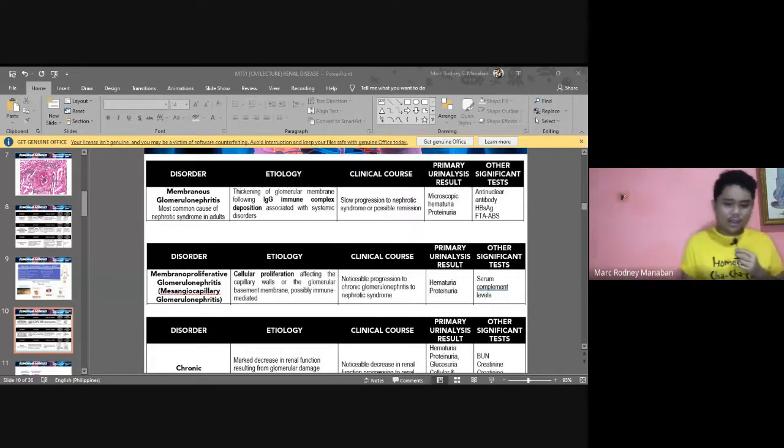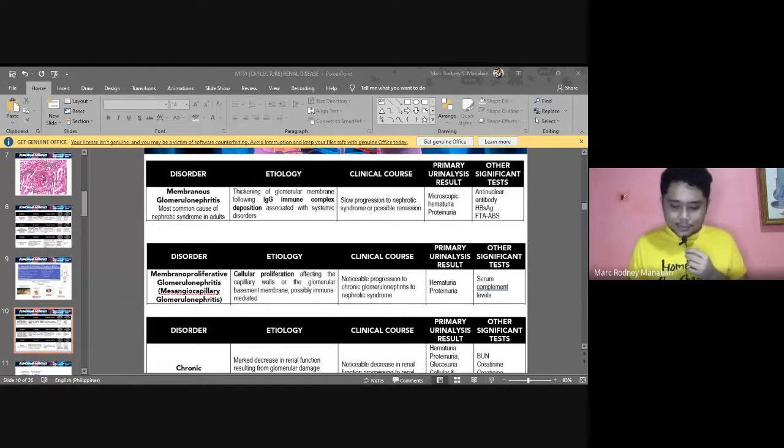This is partly due to complement activation. So the complement is activated, and therefore it damages the kidneys and the glomerulus. Now, 85% of the patients with membranous GN or glomerulonephritis is idiopathic, meaning the origin of the disease is unknown.